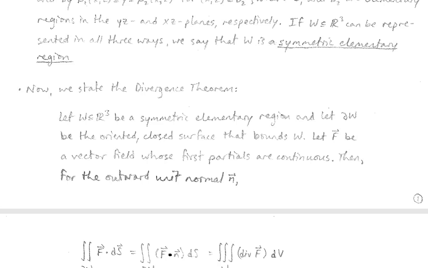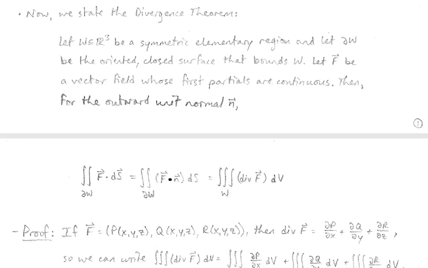Then for the outward unit normal n hat, the double integral over ∂W of F hat dot dS hat equals the double integral over ∂W of F hat dot n hat dS. Those two things are just two ways to write the same thing. Those are equal to the triple integral over W of the divergence of F hat dV. So this is the statement of the divergence theorem.